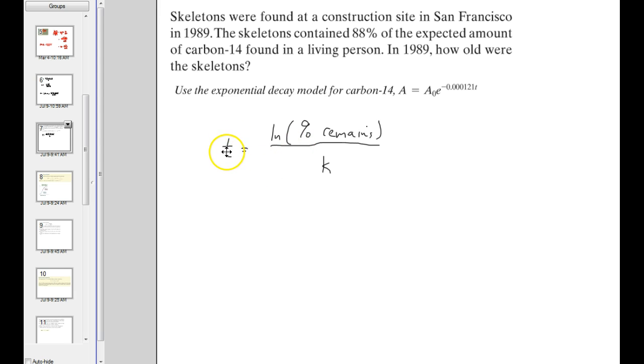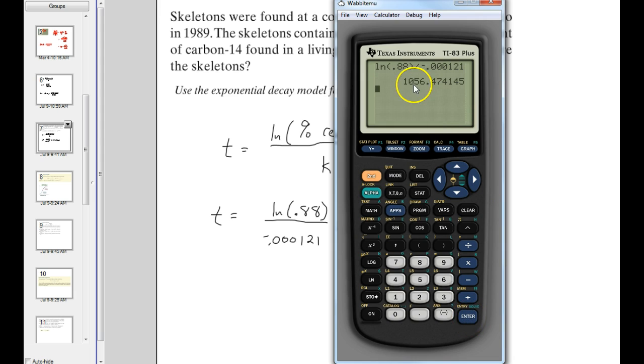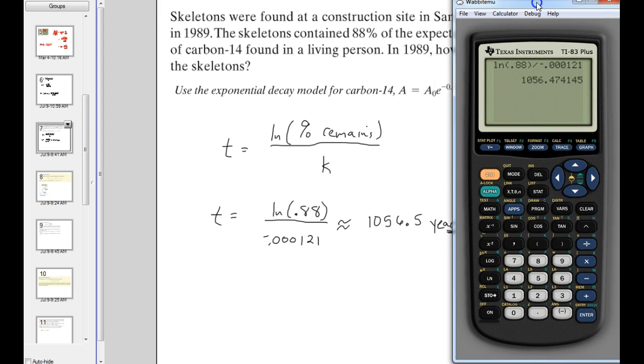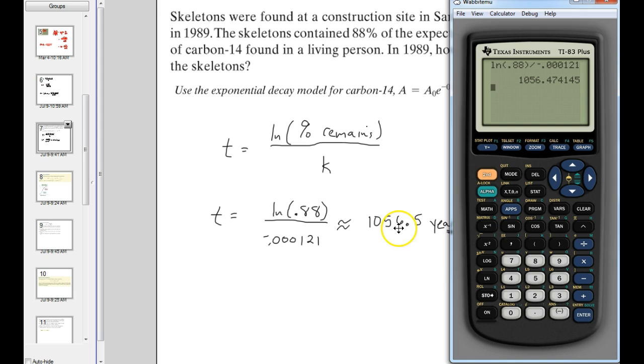Well, the time that it's been decaying is equal to the natural log of the percent that remains, the 88, divided by k, which is this value in front of the t here. So we plug in 0.88 because it's the decimal form of the percent that remains, and then the negative 0.000121 for k, and then just plug that into your calculator. I plug that in, enter, 1056.47, so roughly 1056 and a half years. Usually they'll ask you to round to the nearest whole, but just make sure to look at the right decimal place and round accordingly.